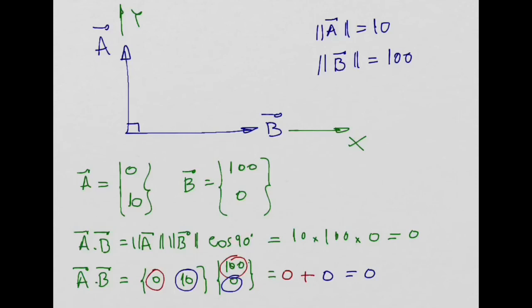From this example, you can also see the meaning of the dot product. The dot product is basically the projection of one vector in the other vector's direction. As you can see in this example, when I do the dot product of A with B, I'm projecting vector A in the B direction. And as you can see, they are perpendicular, so that projection should be 0. That is the meaning of the internal product.